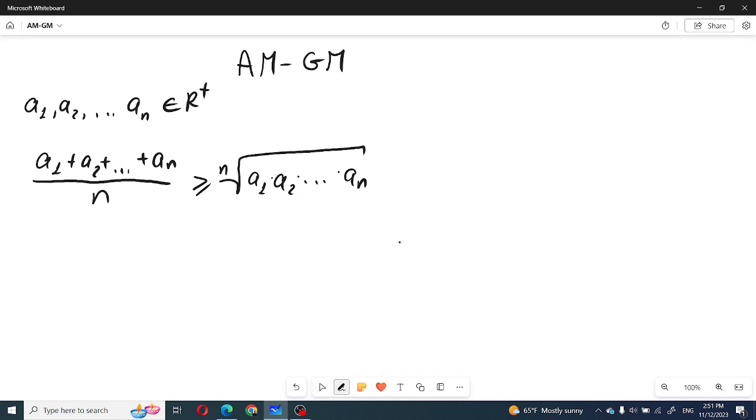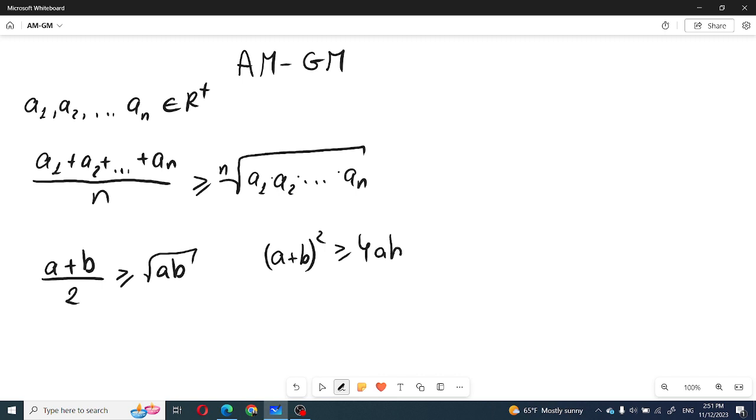To prove this, we will use induction. For two numbers, a and b, we need to show that (a plus b) over 2 is always greater than or equal to the square root of ab. If we square both sides, we get (a plus b) squared must be greater than or equal to 4 times ab. So this is a squared plus 2ab plus b squared minus 4ab must be greater than or equal to 0 for every a and b.